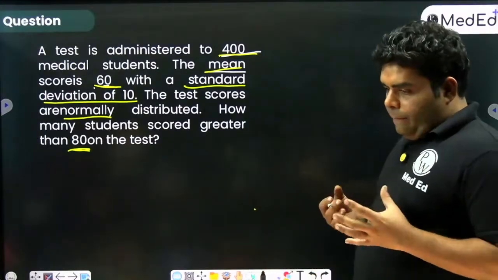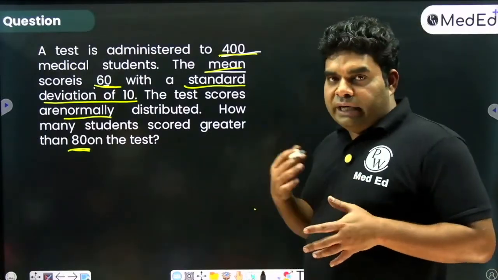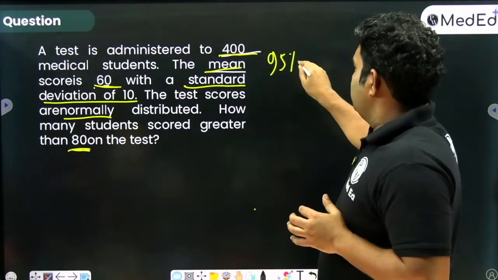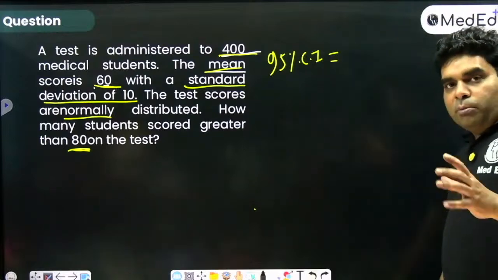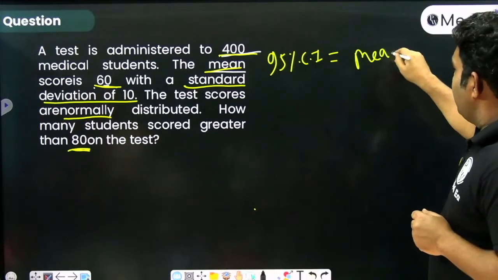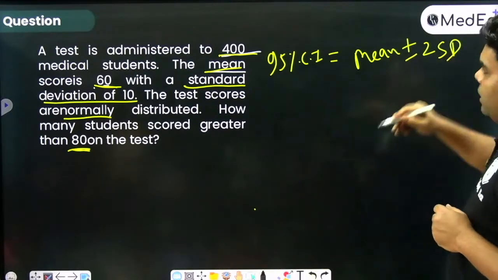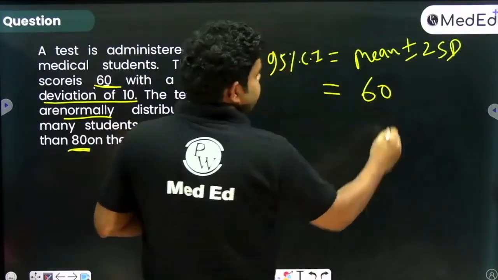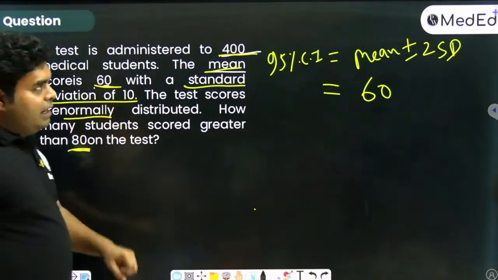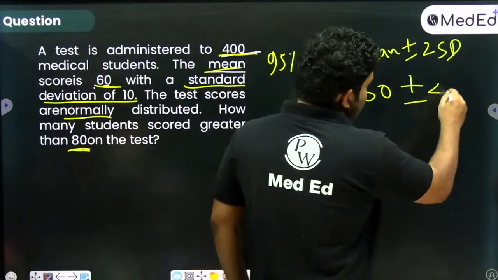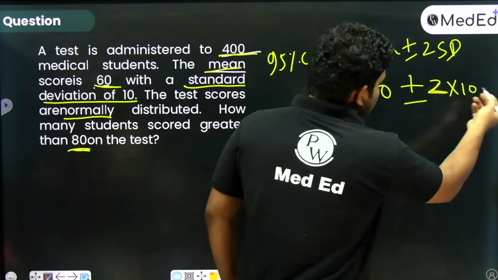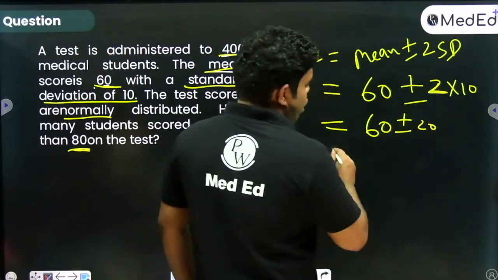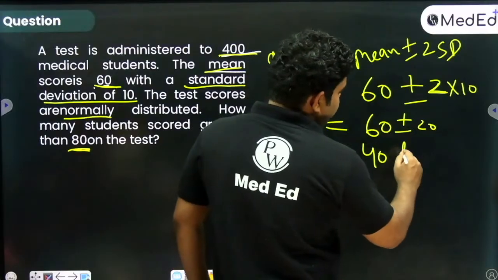So whenever they ask how many students scored more than this, more than that, the first step you have to do is find the 95% confidence interval. And the formula for 95% confidence interval is mean plus minus 2 standard deviations. What is the mean value here? Mean value is 60. What is the standard deviation? 10. So 60 plus minus 2 into 10. 2 into 10 is 20. 60 plus minus 20. How much does it become? 40 to 80.